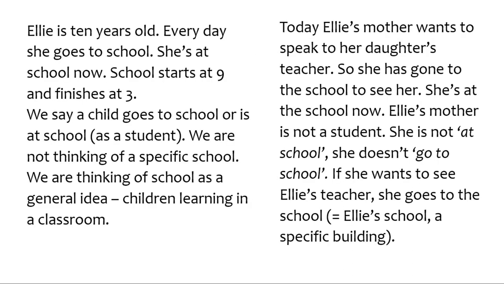Daqui nós temos dois textos pequenos para você ver a diferença quando usamos to school, to the school, at school, at the school. Então nós temos o primeiro aqui, ó. Ellie is 10 years old. A Ellie tem 10 anos de idade. Every day she goes to school. Todos os dias ela vai para a escola. Escola no geral. She's at school now. Ela está na escola agora.